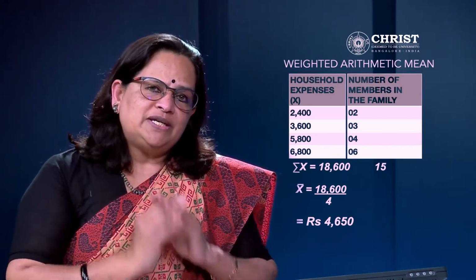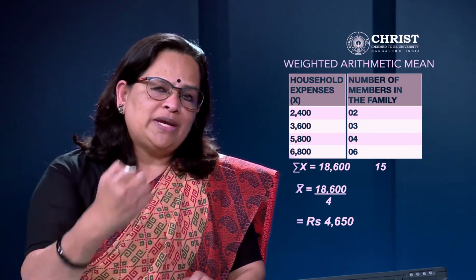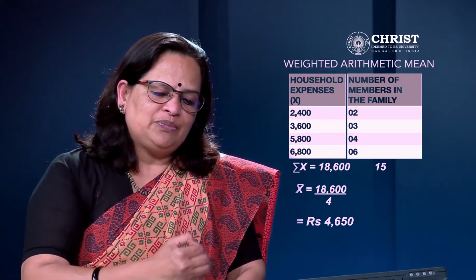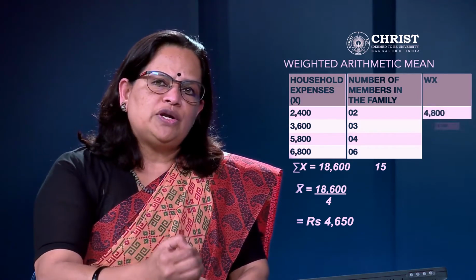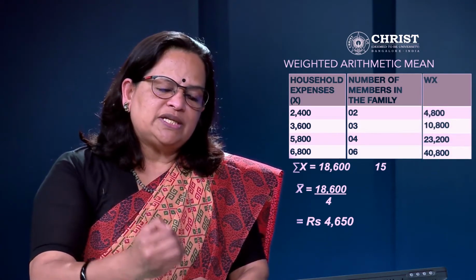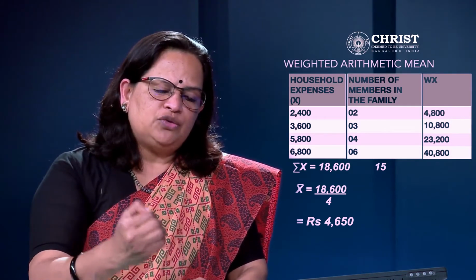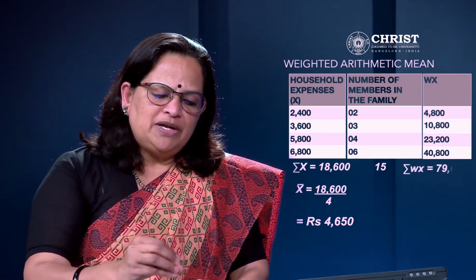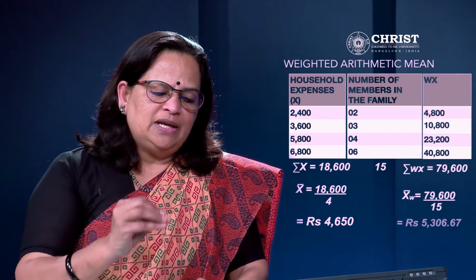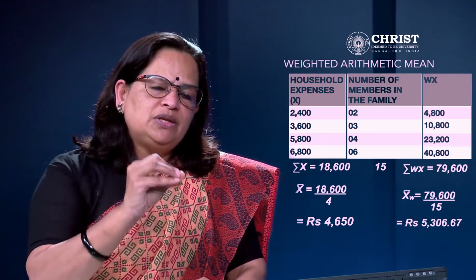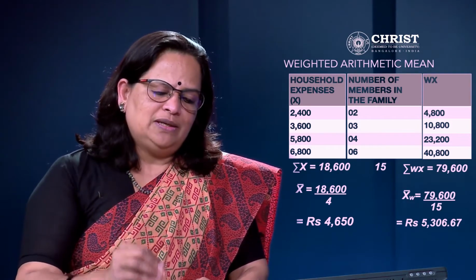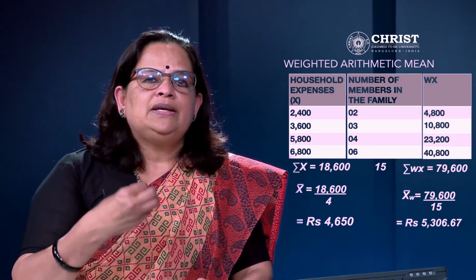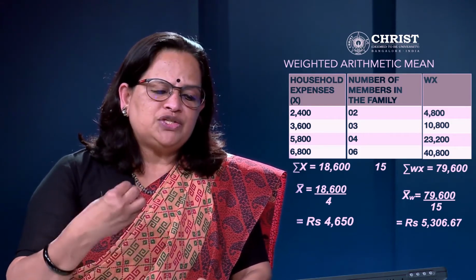Now if you are using weighted arithmetic mean, what do we have to do? The weights, the number of members in the family, we denote by W, and the individual observations are x. So Wx: 2400 into 2 is 4800, 3600 into 3 is 10800, 5800 into 4 is 23,200, 6800 into 6 is 40,800. So sigma Wx is equal to 79,600, divided by 15, the total number of members in all the 4 houses. So our average we are getting as 5306.67.